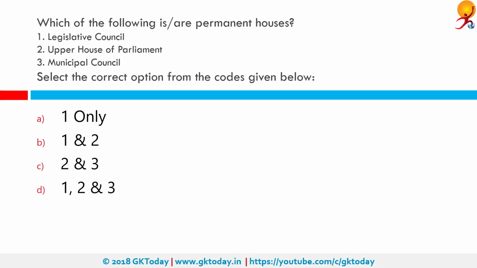Which of the following is or are permanent houses? 1. Legislative Council, 2. Upper House of Parliament, 3. Municipal Council. So the correct answer is Legislative Council and Upper House of Parliament. Legislative Council is the upper house of the state legislature in India. These are permanent houses as every 2 years, 1/3 of the total number of members retire in rotation and the house is not dissolved. Upper House of Parliament or Rajya Sabha is also a permanent house and is never dissolved. Its 2/3 members retire every 2 years. Municipal councils are not permanent. They are constituted after local body elections.